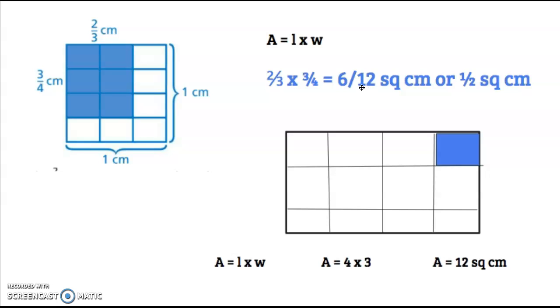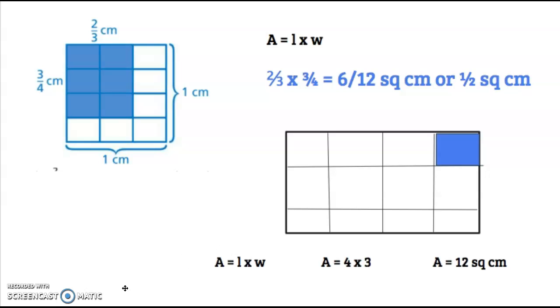We have 6/12, and right here our answer was 12 square centimeters. So you notice that in both these answers we have the same number 12. That's because this is a fractional part of this area. So our whole number is right here, but then when we look at one little part of this rectangle, our denominator is going to be the same as our whole unit squares because we are looking at it very closely.